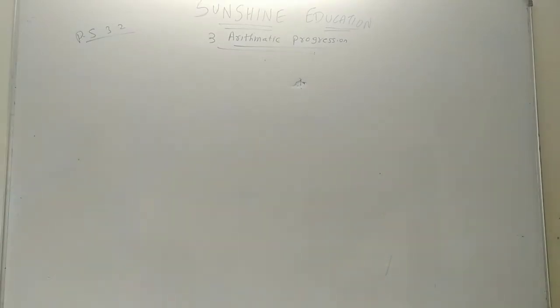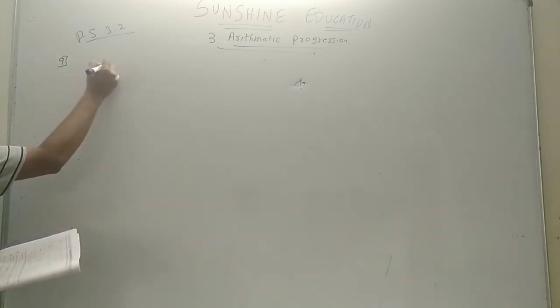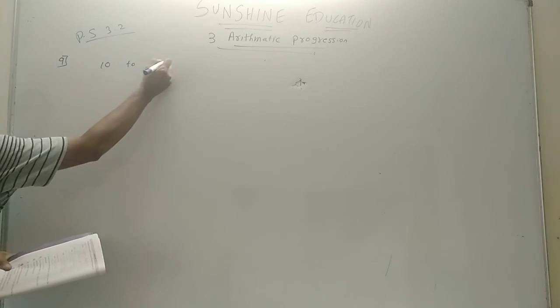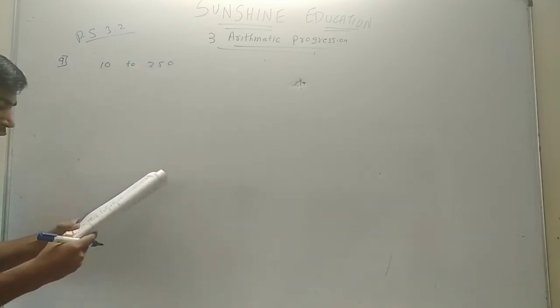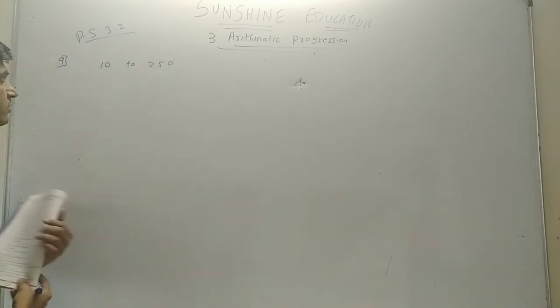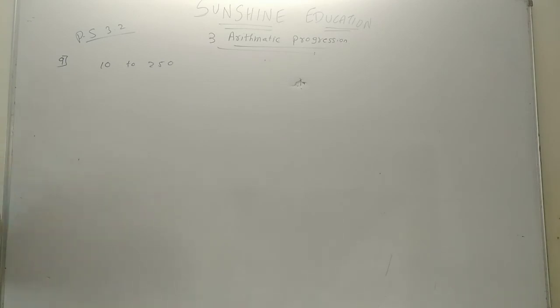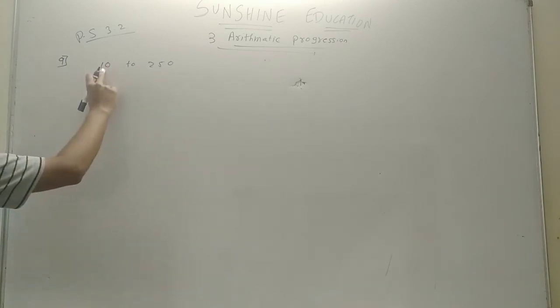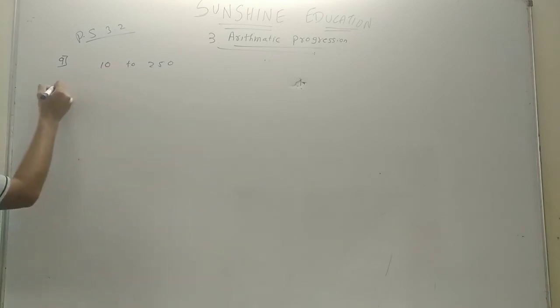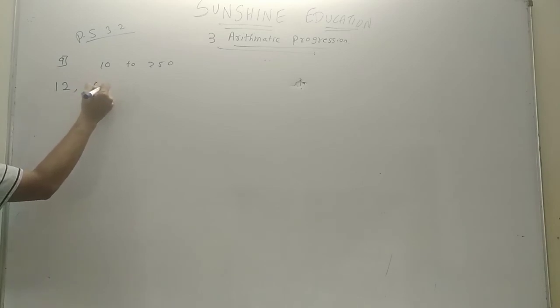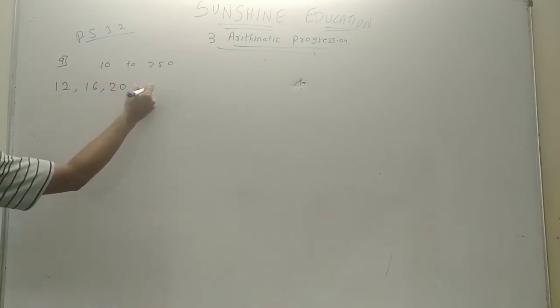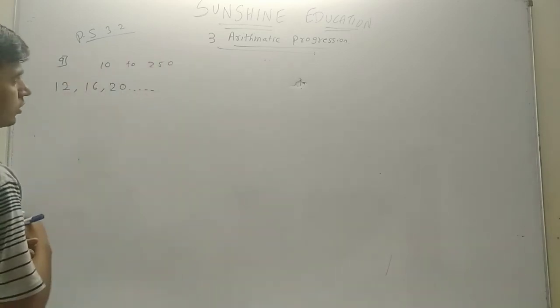Okay, now we'll start with the 9th question. In the natural numbers from 10 to 250, how many numbers are divisible by 4? Yes, the same question again that we have done of divisible by 5. So from 10 to 250, we know that 10 is not divisible, 11 is not divisible, the first number divisible is 12, followed by 16, 20, and the last number 250 is not divisible.